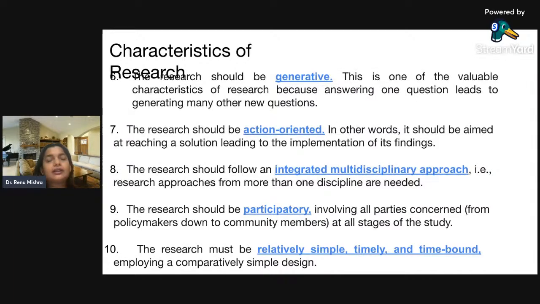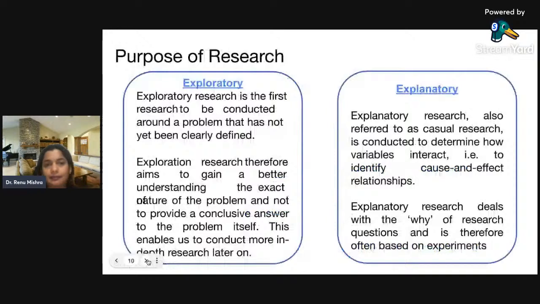So that's why we say that it should be simple and it should be timely. Now, why do we do research? What is the purpose of research? Either we want to explore, or like I said, a research problem is there. So either we want to explore a problem. Okay, now what is this about?